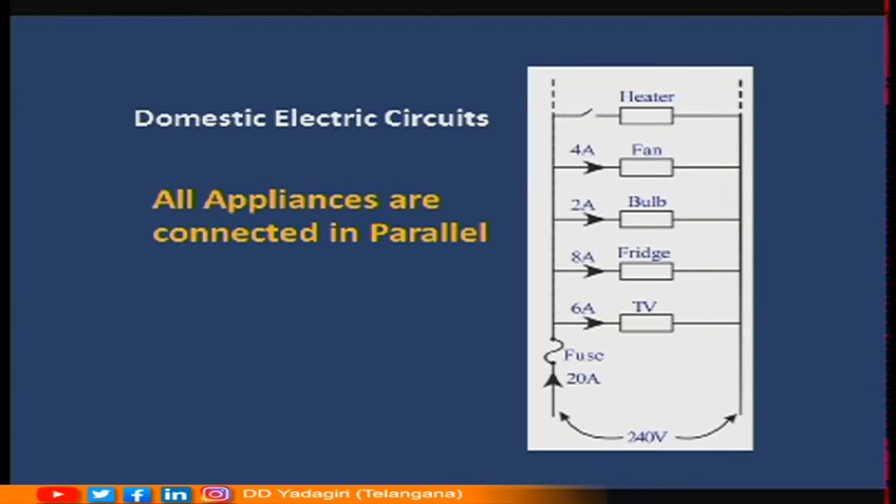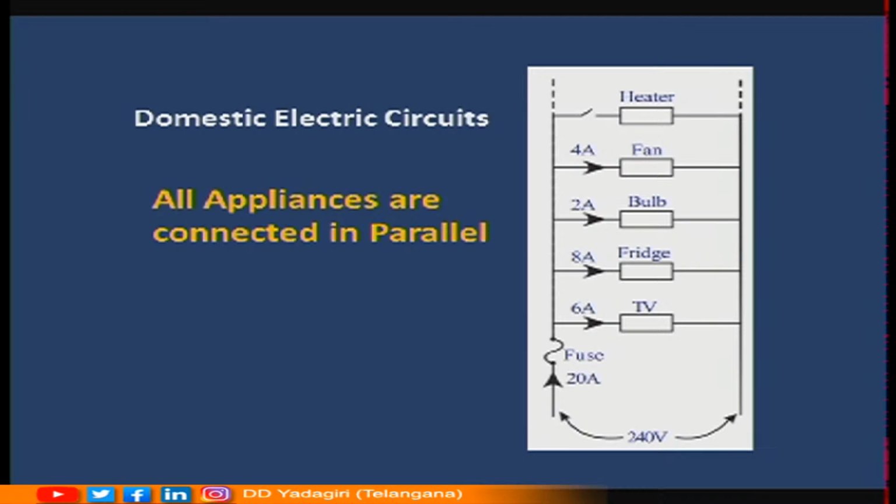Also, there is one important device which we use at our homes, that is fuse. In all the domestic electric circuits and also in industries, all the appliances must be connected in parallel. When all the appliances are connected in parallel, we can provide the same voltage to all the appliances as well as whichever device we want can be turned on while all remaining off.